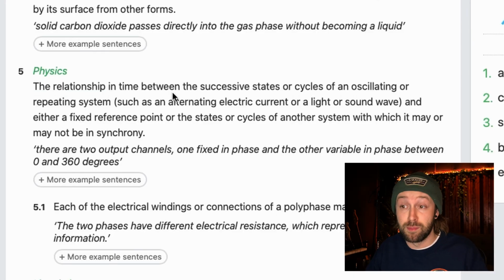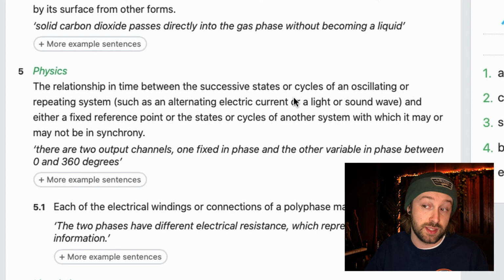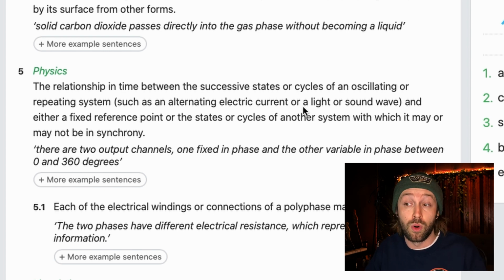To begin, I'm going to give you guys the vanilla description of what phase is, straight out of a dictionary. This comes from the Oxford English Dictionary. Phase is the relationship in time between successive states or cycles of an oscillating or repeating system, such as an alternating electric current or light or sound wave, and either a fixed reference point or the states or cycles of another system which it may or may not be in synchrony.